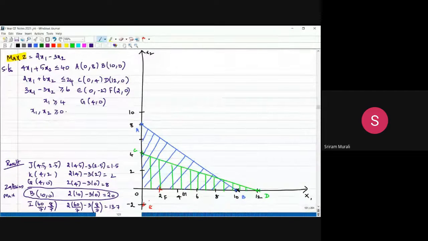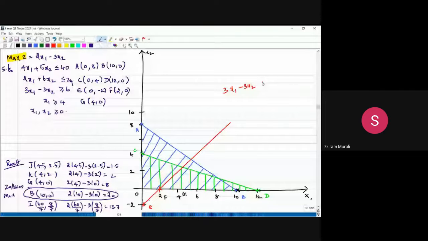What is your next line? Minus 2 and 2. So the shading should be this. Minus 2, 2 means you should take this constraint: 3x1 minus 3x2 is more than or equal to 6.